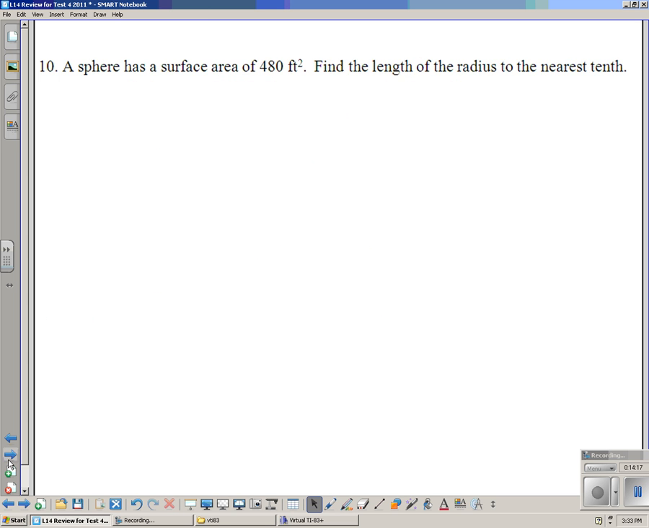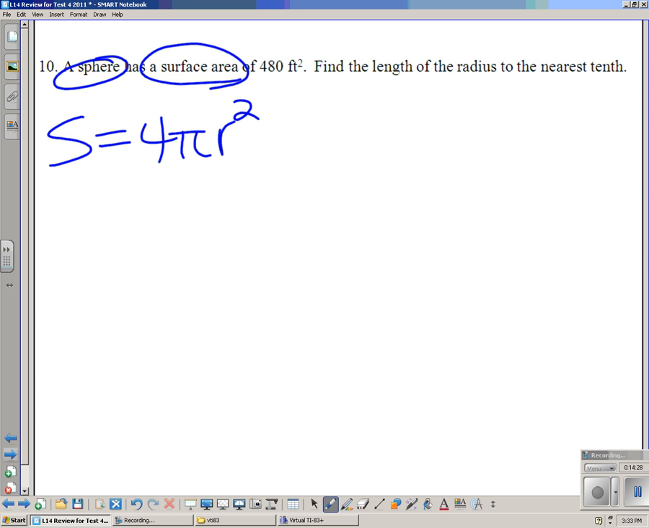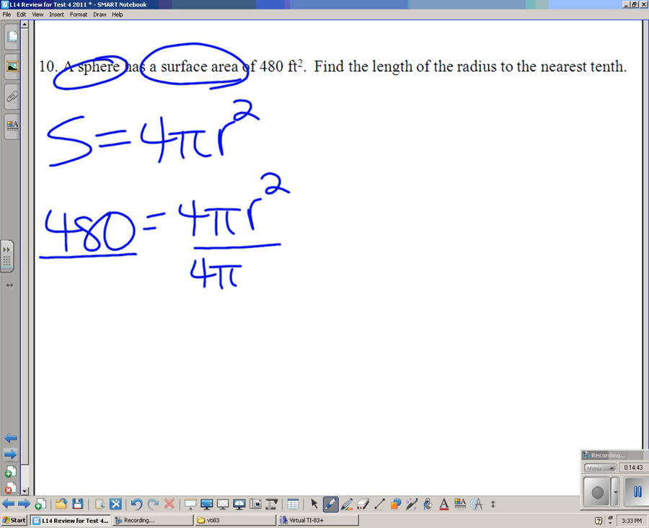Number 10. A sphere has a surface area of 480 feet squared. Find the length of the radius to the nearest tenth. Surface area of a sphere, formula on your formula sheet, is 4 pi r squared. The surface area was 480. They would like us to find the radius to the nearest tenth. So now we plug in the 480 for surface area, and now we're going to solve for r. First thing first, we're going to divide by 4 pi.